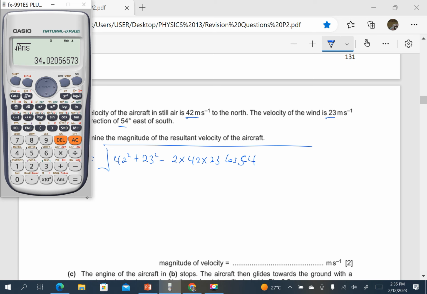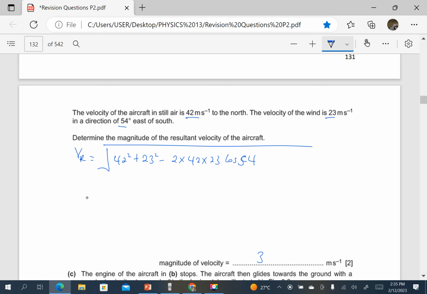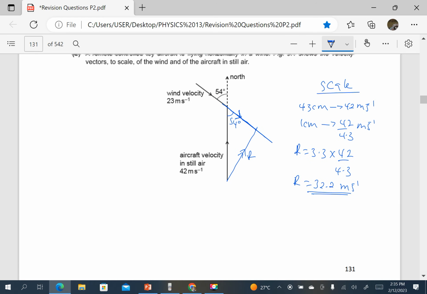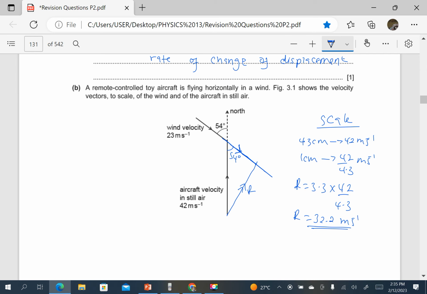So the most appropriate value is going to be 34.0 meters per second. That's the method of the cosine rule. Then I can use resolving. Let me try out resolving. This is now method 3.